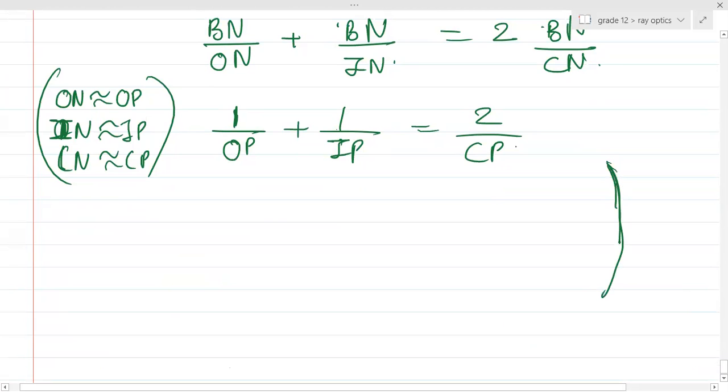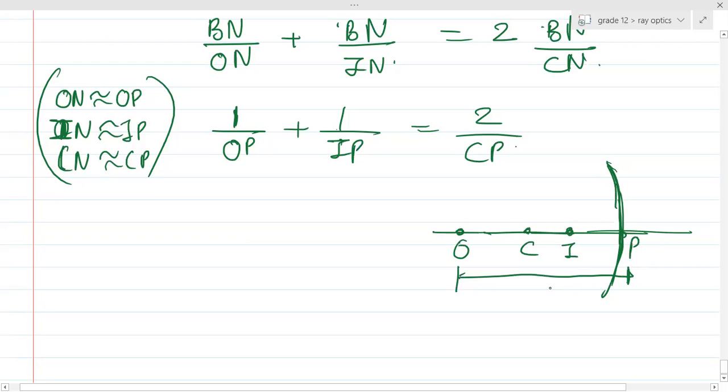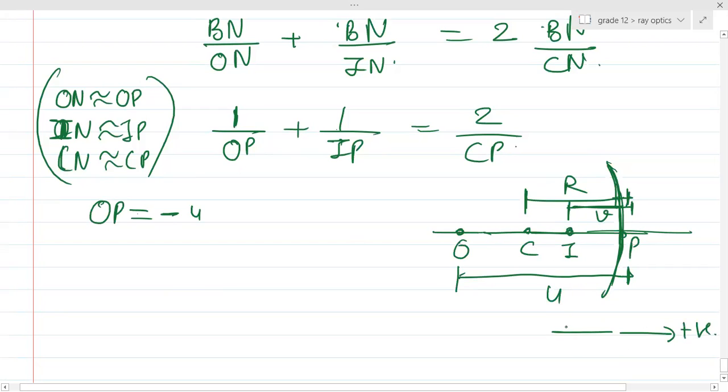Now look at the diagram very carefully. Do you remember, this was the image, this was C, and this was O. So the distance from O to P is basically the object distance, u. The distance from C to P is basically the radius of curvature. And the distance from I to P is basically your image distance, right? But we need to use OP as minus of u, because this is the sign convention which I am taking. These distances are positive and this distance is negative.